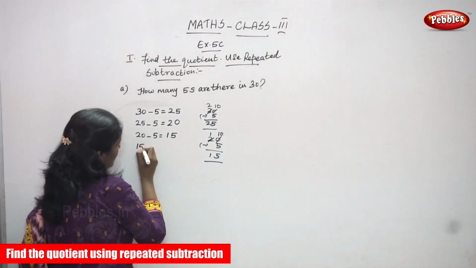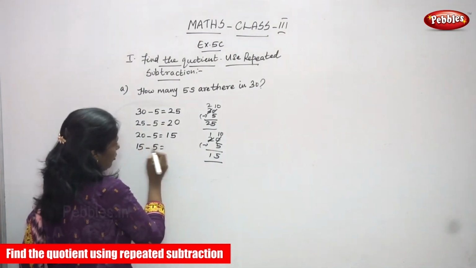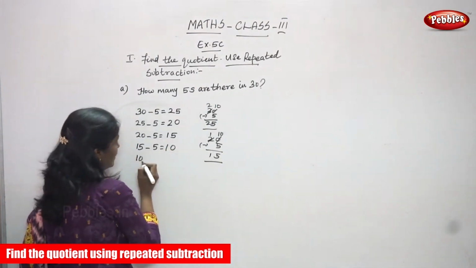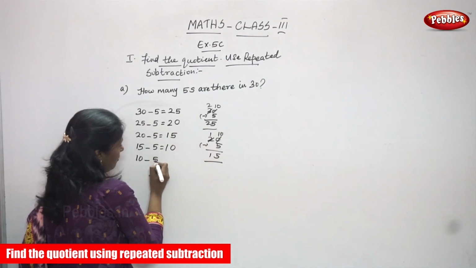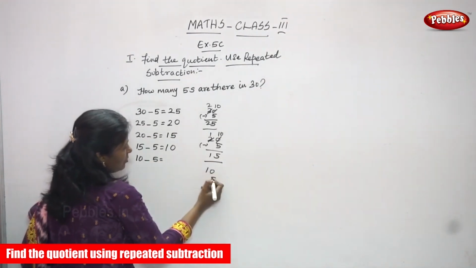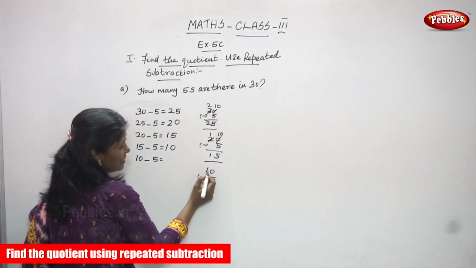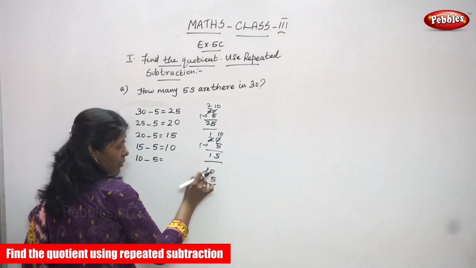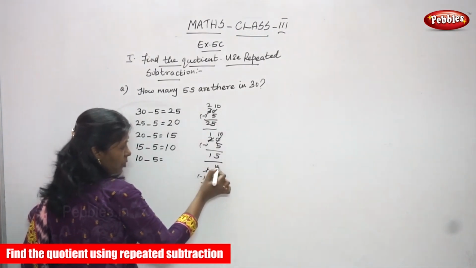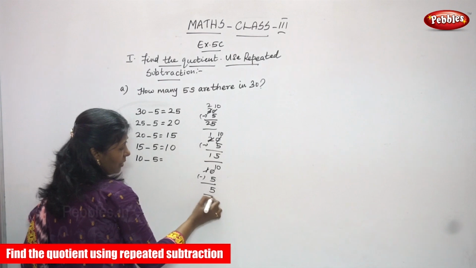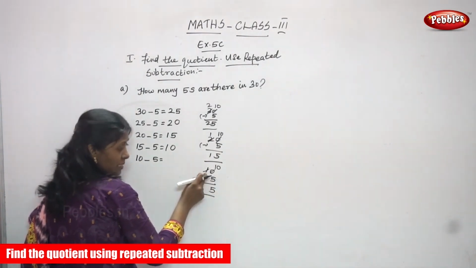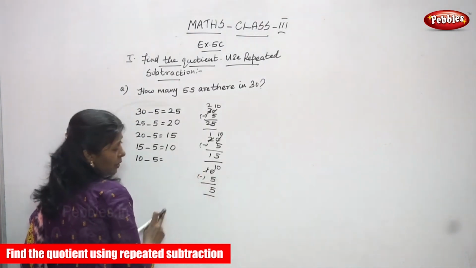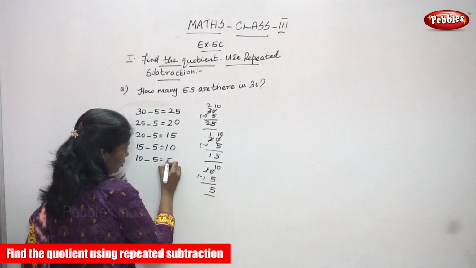Again 15 minus 5. 5 minus 5 is 0, and the 1 you write. So now this is 10, and 10 minus 5. 0 is not enough to subtract because it's ones and tens, so you have to borrow from the ten. This 0 becomes 10, and 10 minus 5 you get 5. You have already borrowed the ten, so it becomes 0 and there is no need to write it here.